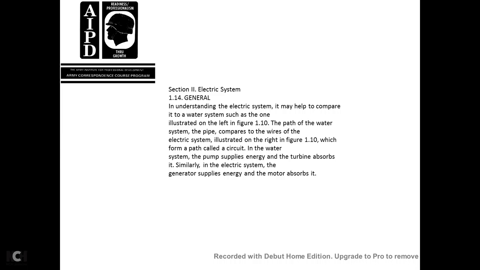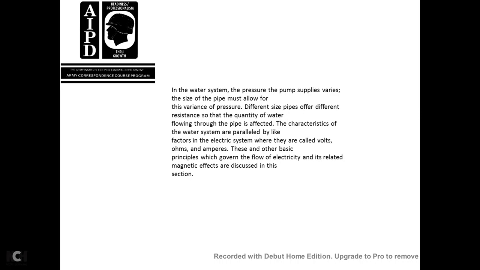In the water system, the pump supplies energy and the turbine absorbs it; similarly, in the electrical system, the generator supplies the energy and the motor absorbs it. In the water system, the pressure the pump supplies varies, but the size of the pipe must allow for the various pressures, and different sizes of pipe offer different resistance, so the quantity of water flow in the pipe is affected. The characteristics of the water system are paralleled by the factors of the electrical system: the volts, ohms, and amperes. These are basic principles governed by the flow of electricity and related to the magnetic effects discussed in this section.